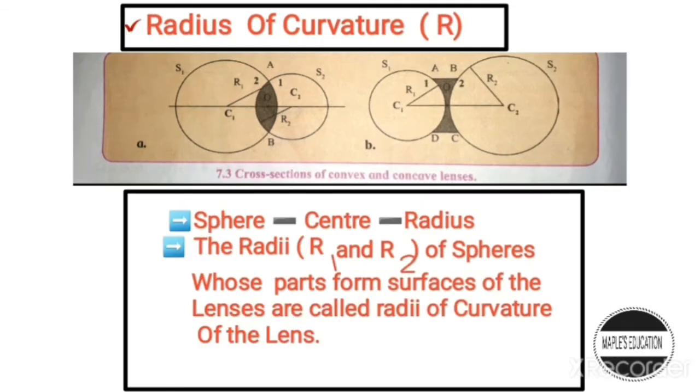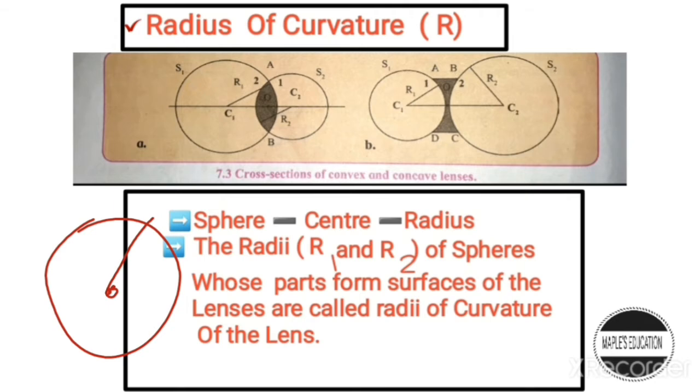So now moving further to the next part, we will understand what the radius of curvature is. I have already talked about the sphere and the centers, right? Now I'll talk about the radius. Obviously when we have a sphere, we will have a center, as we've understood in the earlier part. Now when we have a center, we will have a radius over here.